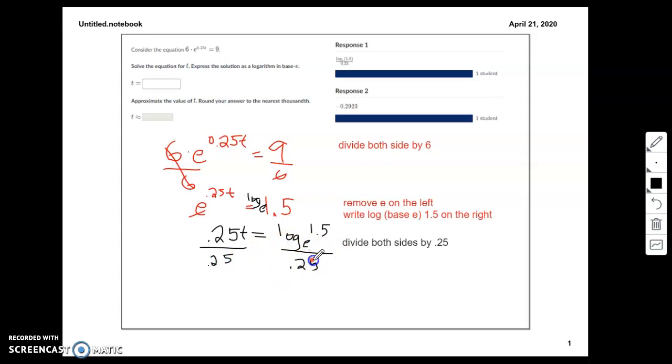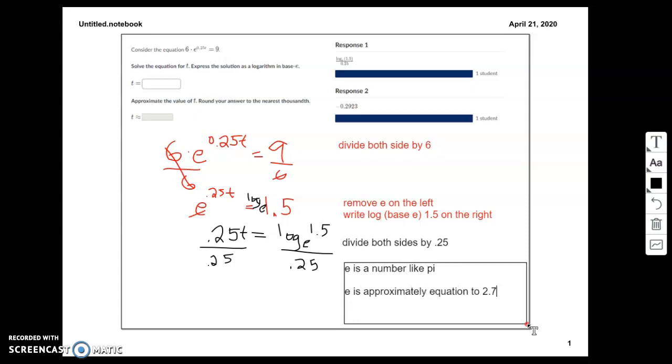Do you know what e is? No. Maybe that's why the next answer I got correct. So e is a number like pi. You know how pi is equal to 3.14, something like that. e is approximately equal to 2.718. It's like a number.